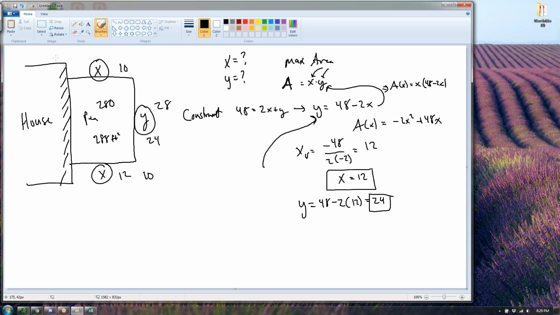So that's the idea for the rectangular pen. Again, in our drawing, we're trying to maximize area, so we write the area equation, and we notice that it's in two variables. But then we look into our problem, we notice, oh, we have a constraint, we have a restriction. We only have the 48 feet of fencing. So we have that. Cool?